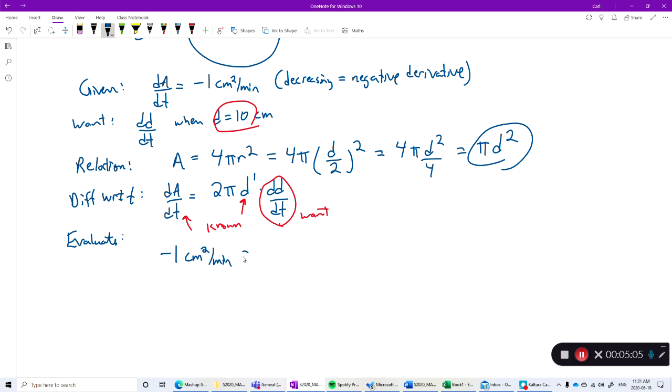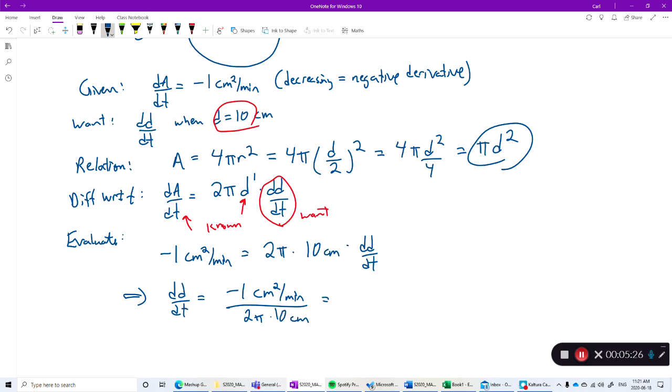It's good to use the units because then you'll know at the end what the units are supposed to be. When the diameter is 10, and that's dd dt. So I can solve for dd dt. -1 centimeters squared per minute divided by 2 pi times 10 centimeters. What do I get? 1 divided by, be careful with the brackets here, 2 pi times 10. It's negative 0.0159 something centimeters per minute.